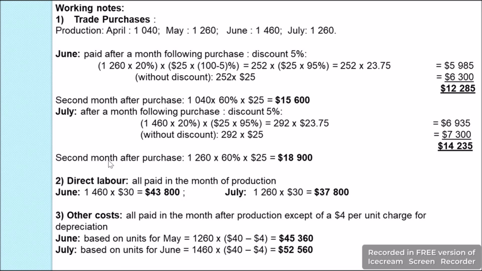Furthermore, for the second month after purchase, what we have to pay is whatever is remaining for the month of May. We have already paid the 40%, the remaining is 60%, and that will be paid in the month of July, because that will be the second month after purchase.